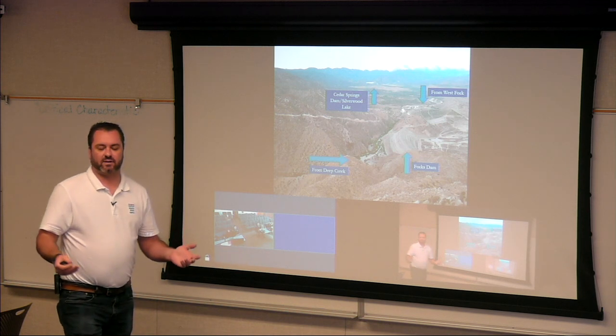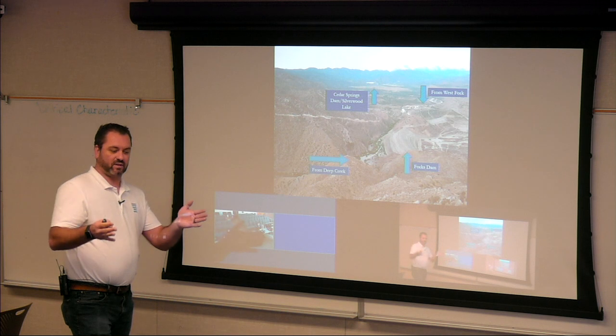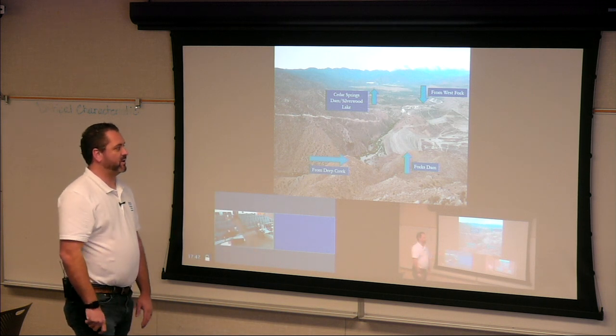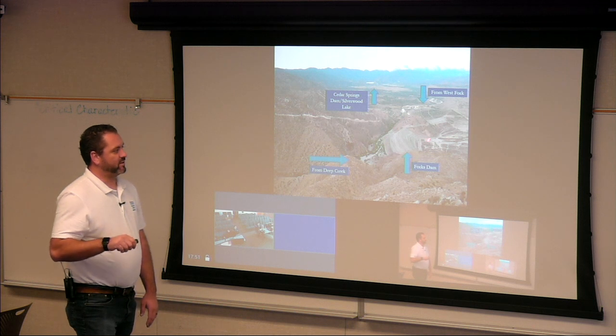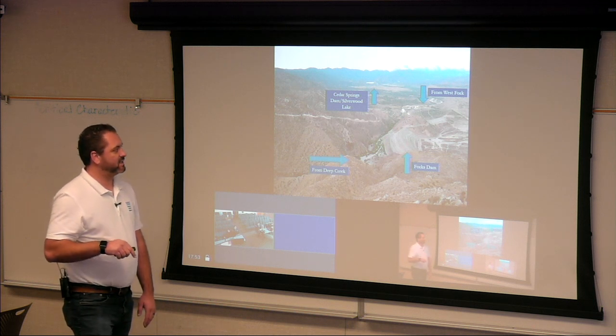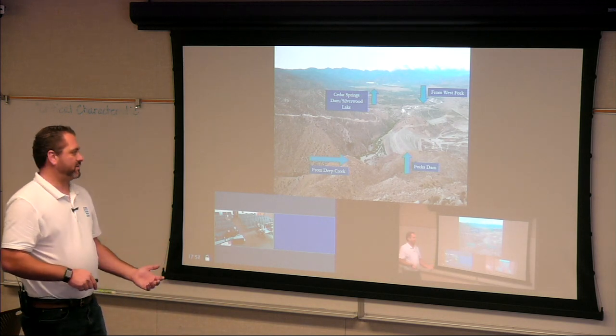CFS is cubic feet per second. If you think about a box, 1 by 1 by 1, it's a cubic foot. 23,500 of those per second can flow through there. And I got some videos to show you under normal rain circumstances and under heavy flow.